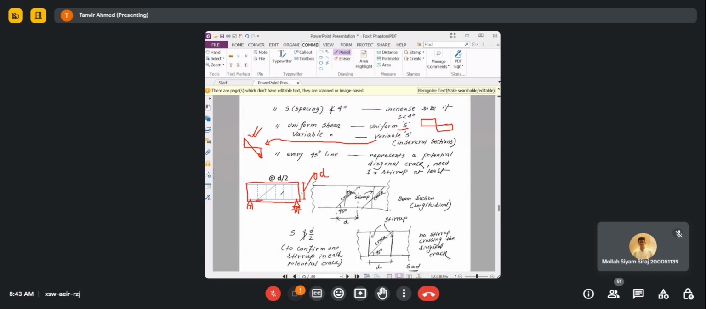So roughly, this distance, if this diagonal crack is inclined at an angle of 45 degrees. So this is the diagonal crack that I'm talking about. This is the diagonal crack.